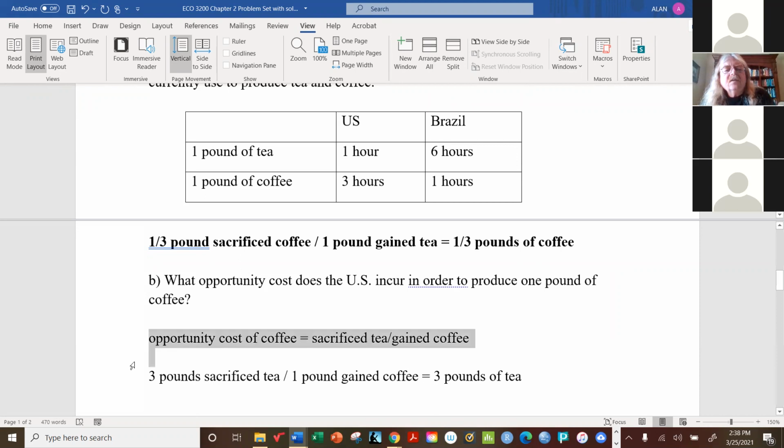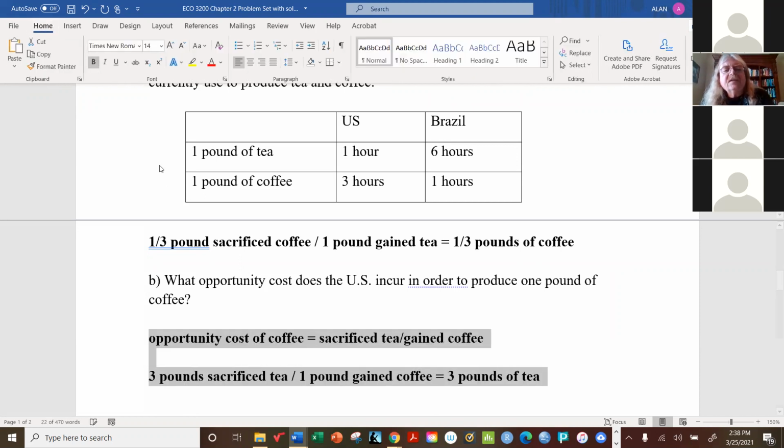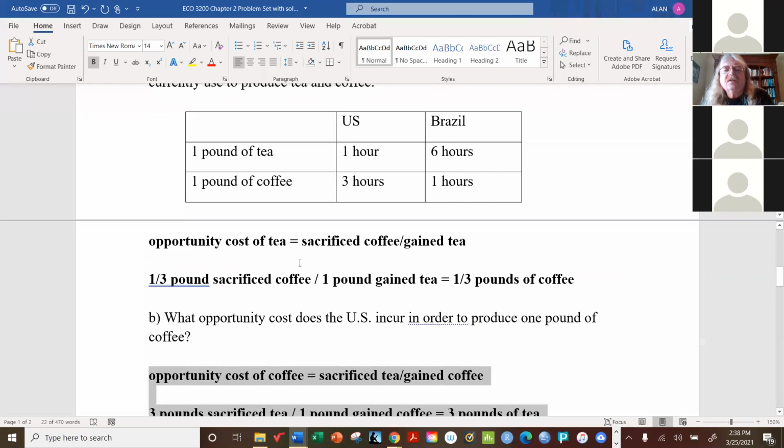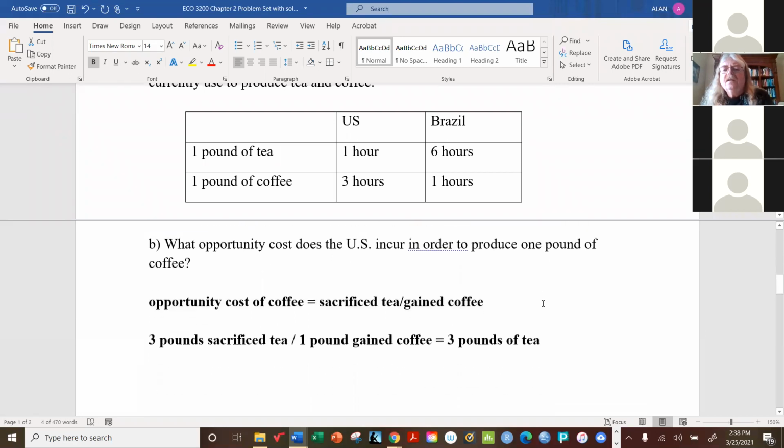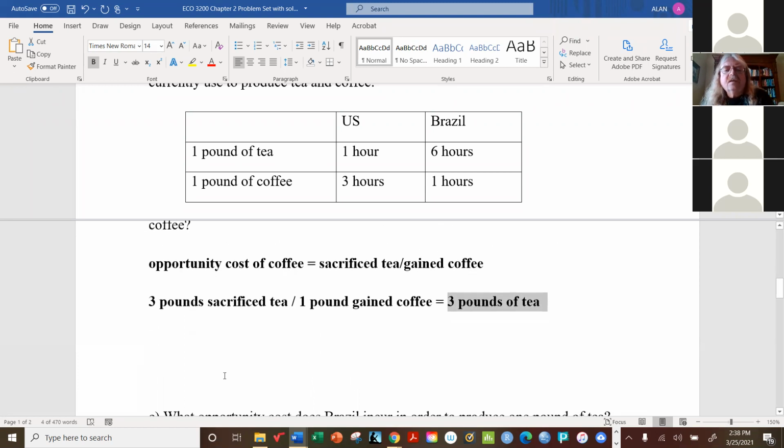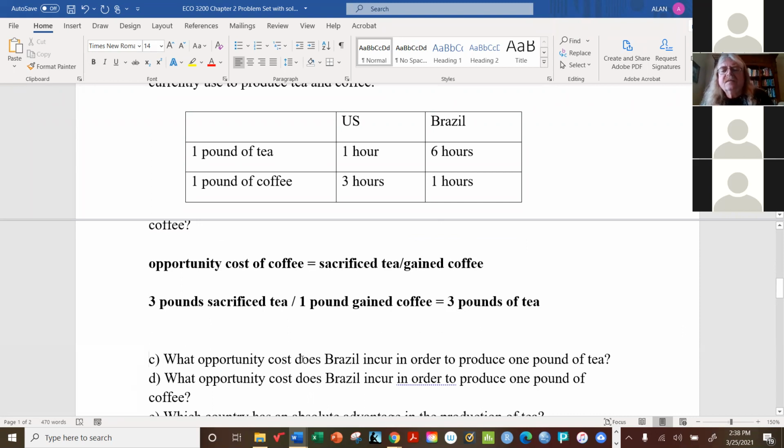All right, now also I'd like to remind everybody, just as a helpful hint here, that in a case like this, the opportunity costs of tea and coffee are inverses of each other. So if this one is 1/3 of a pound of coffee, this one must be 3 pounds of tea. All right, so that's kind of a helpful hint. It helps you double check your results when you think about it that way.